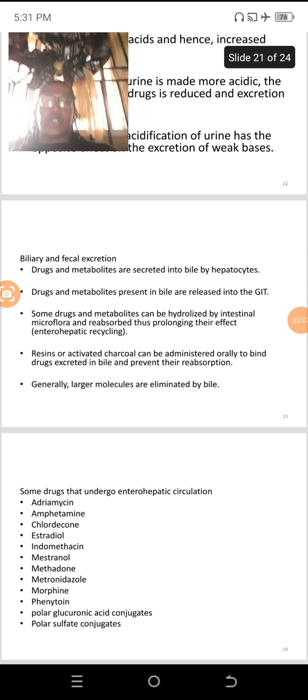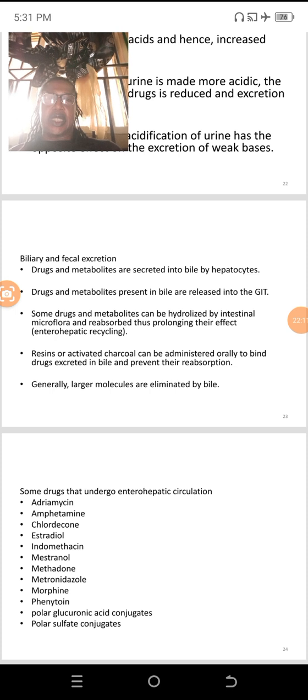The last slide shows us some of the drugs that undergo enterohepatic circulation. The list is not exhaustive. There are still a lot of other drugs that are not listed here, so I encourage you to check for other drugs that undergo enterohepatic circulation.